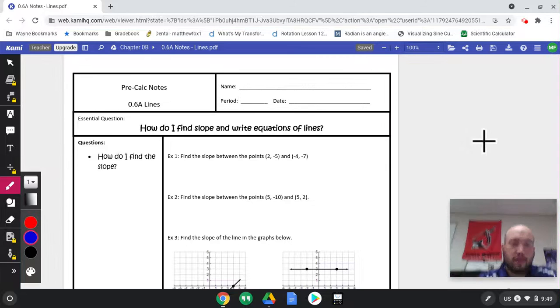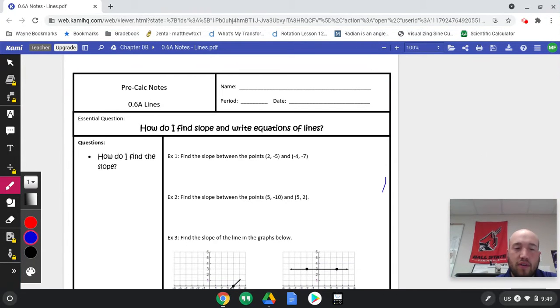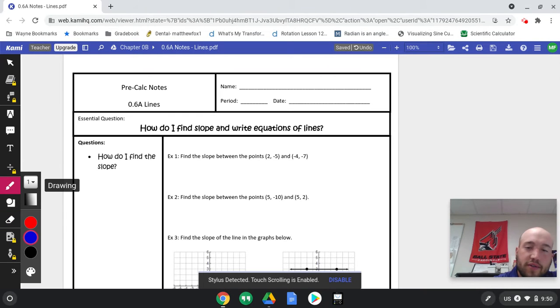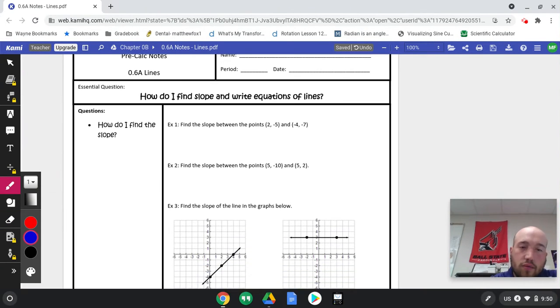All right, good morning and welcome back. Today we are going to move into slope of equations and lines. So yesterday we talked a little bit about circles. Today we're coming to an end on this review stuff, but today we're going to talk about equations of lines.